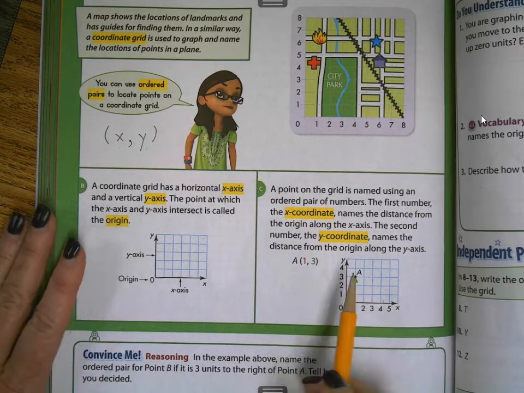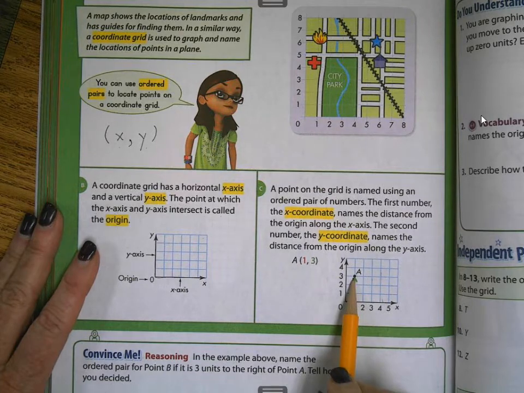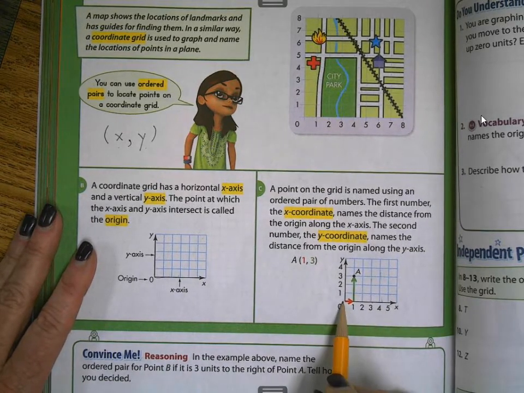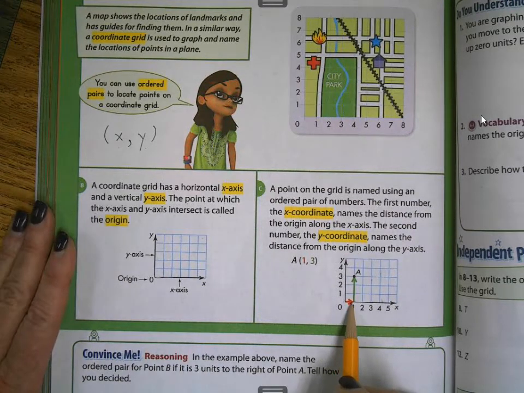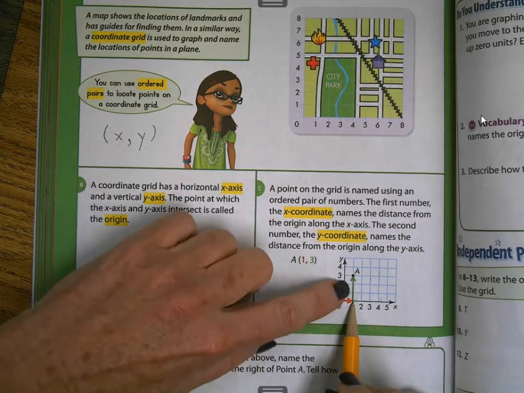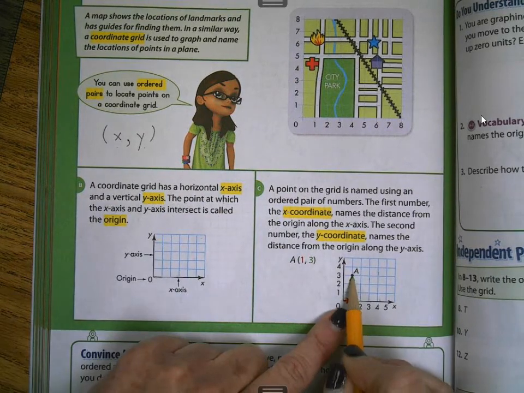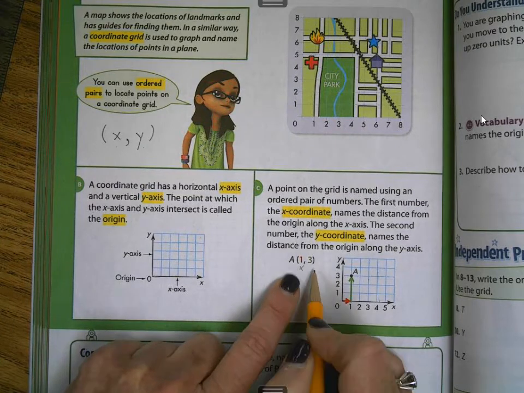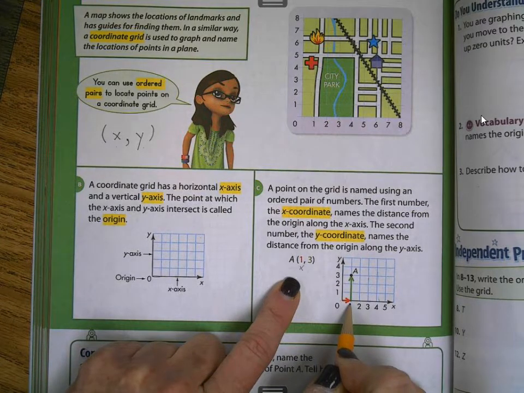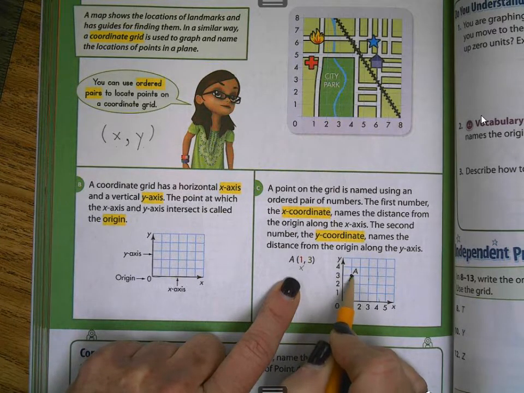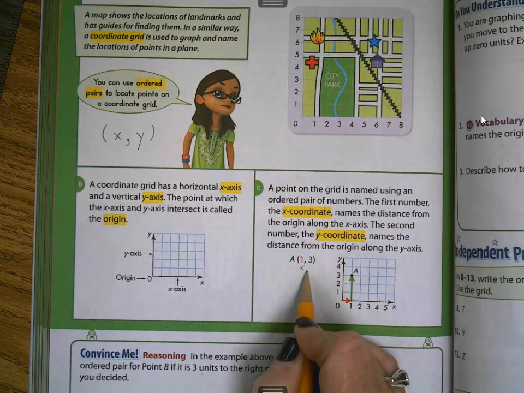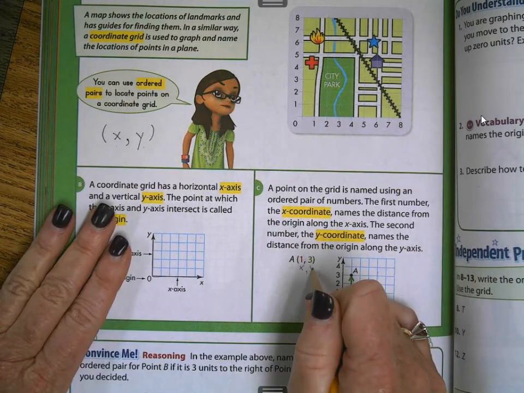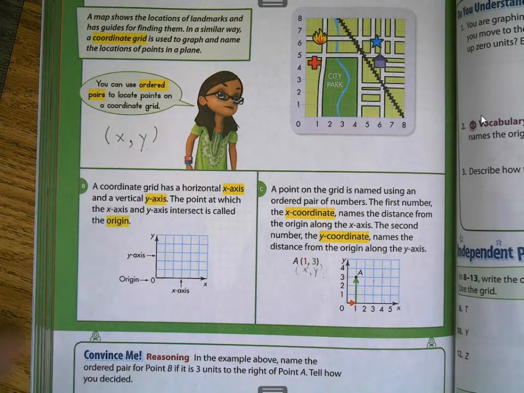So when we look at this point, we see it right here, point A, looks like a period, right? So if we start at the origin, we run along the x-axis to 1, right? And we jump up to 3. So the x value, I'm going to make a note right there, is 1. It's on the x-axis. The y value that the point is at is 3. So x and then y. Okay? All right.